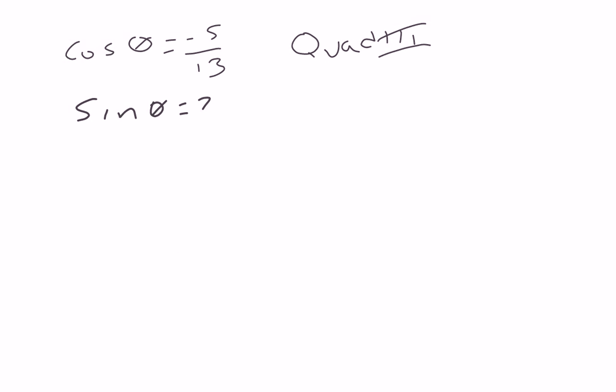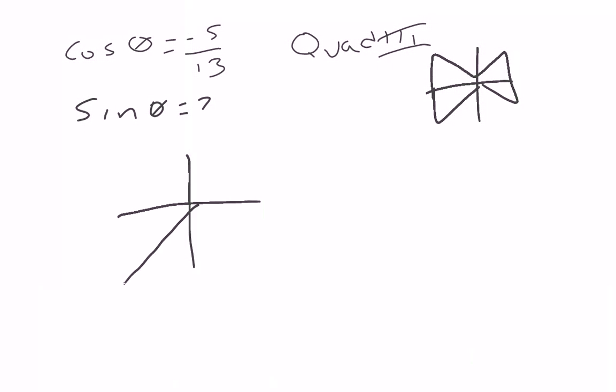Next problem. We're looking in quadrant 3. That was nice of them to just tell me that. So I'm looking at the bottom left part of my bow tie. There's your theta. And it gives me cosine. Cosine is adjacent over hypotenuse. Now my hypotenuse can't be negative, so it must mean that my cosine is negative.